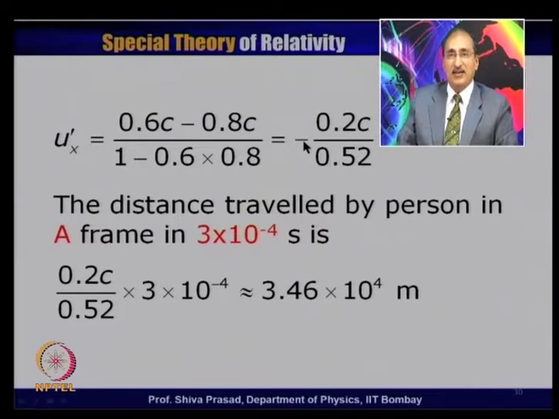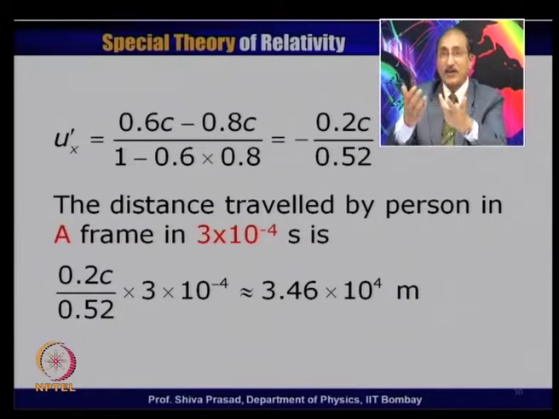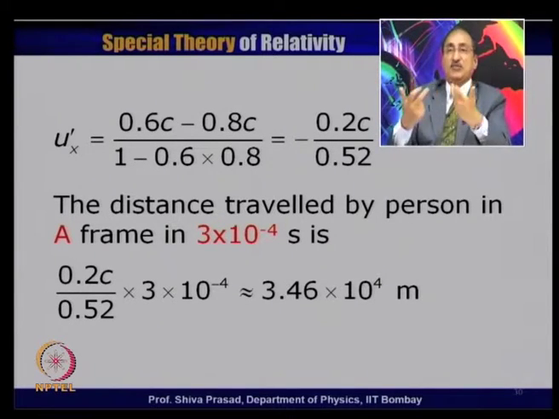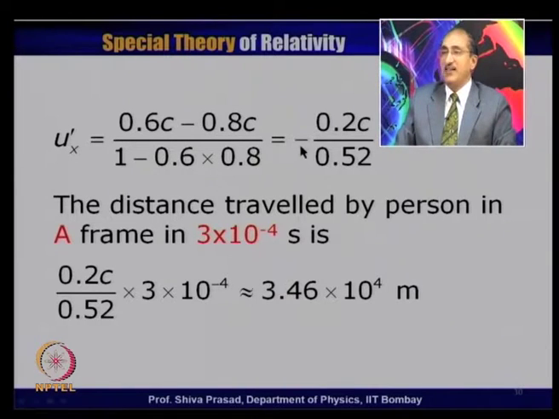Obviously, there is a negative sign here, because as far as the observer in the ambulance is concerned, the train is approaching him, it is not going away. So, direction is minus x, it is towards the minus x direction, that is why there is a negative sign.